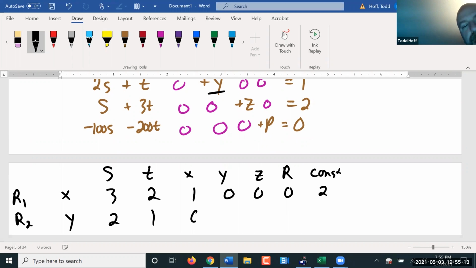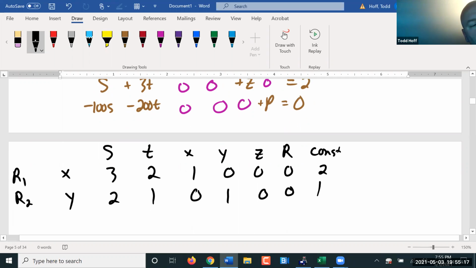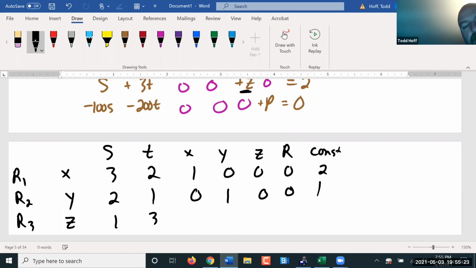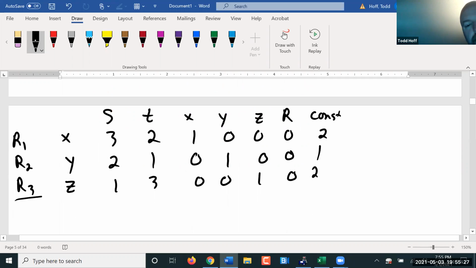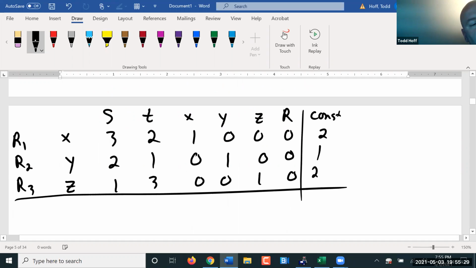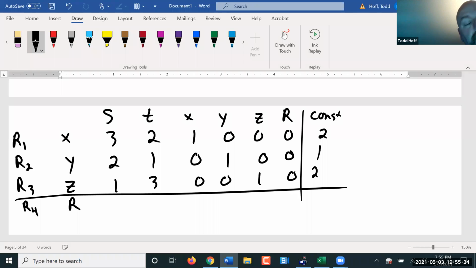That's 2, 1, 0, 1, 0, 0, 1. My third row is going to be the Z row, row Z, because Z was my slack variable. So 1, 3, 0, 0, 1, 0, 2. And finally, my fourth row is my row P or row R, whatever you want to call it, with the negative 100s, negative 200 for T, 0, 0, 0, 1, and 0.